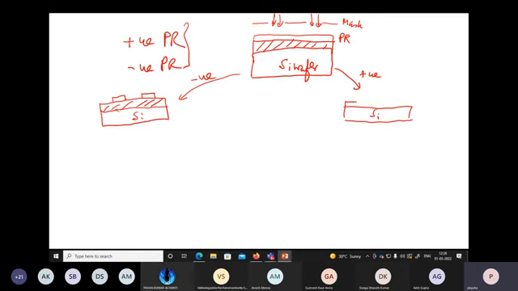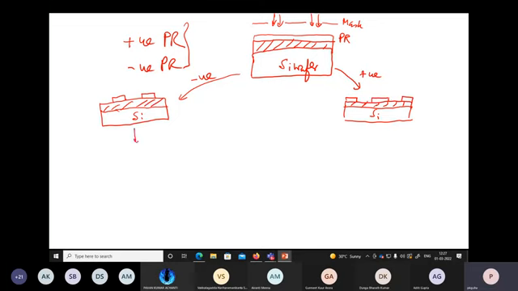What about positive resist? In case of positive resist, this is my oxide layer. After development, those parts will be removed where it is interacting with the UV light. So in case of negative resist, after interaction with UV, the exposed portion becomes more robust and remains. And the opposite thing happens in case of positive resist.